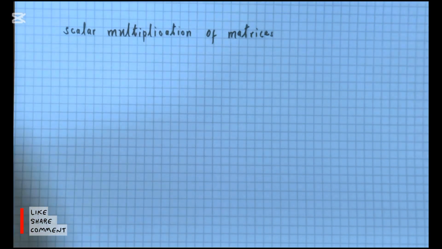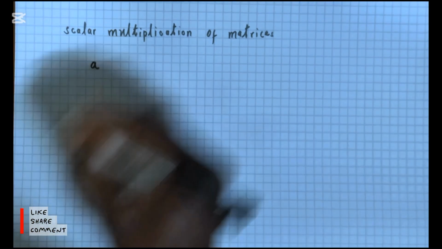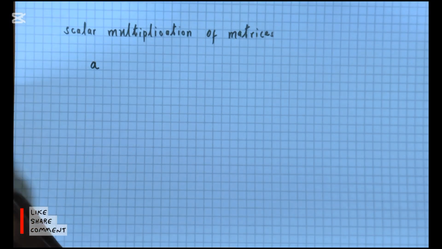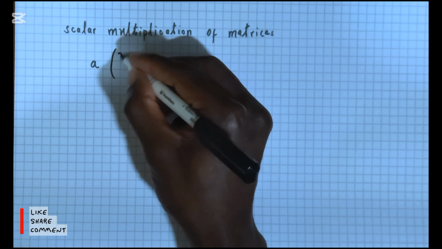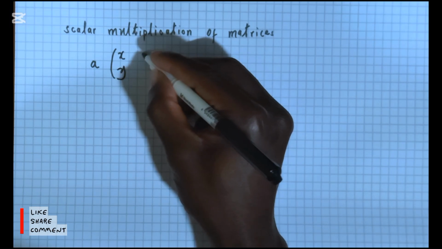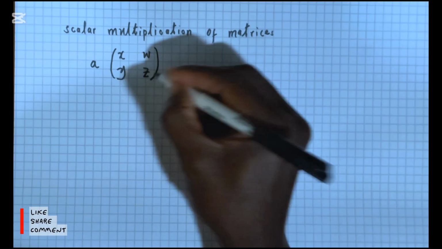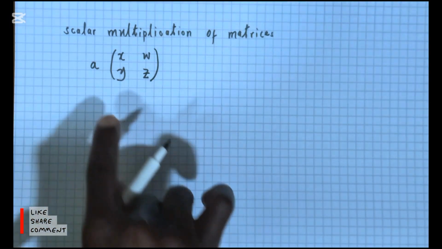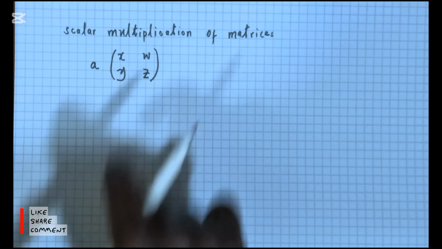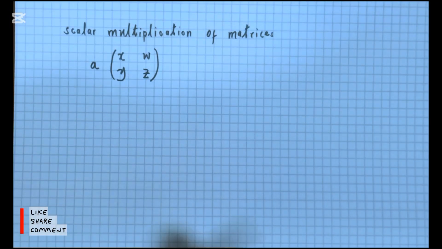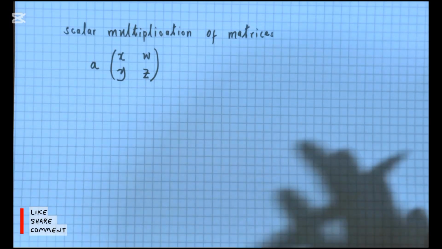So whenever you have a number, let's say a number A, and you are multiplying A by a matrix, let's have this matrix here as X, Y, and W, Z. Whenever you are multiplying a number, which is necessarily not a matrix, so it is a random number, it could be a whole number, a decimal, a fraction, or an algebraic term, by a whole matrix of any order, we say that that is a scalar multiplication.